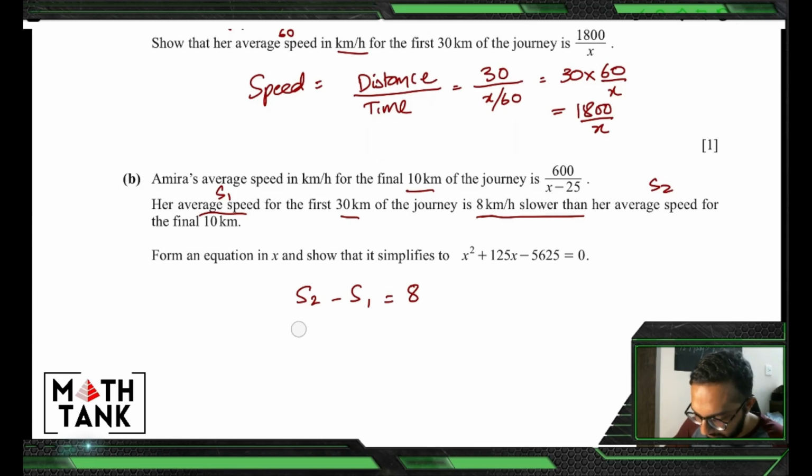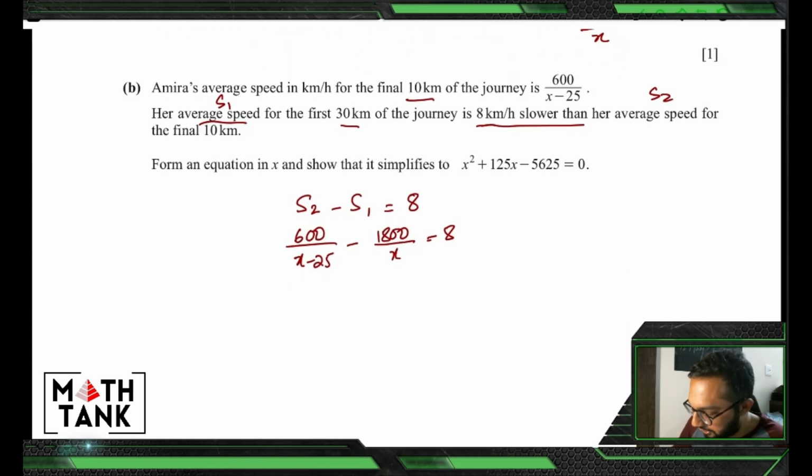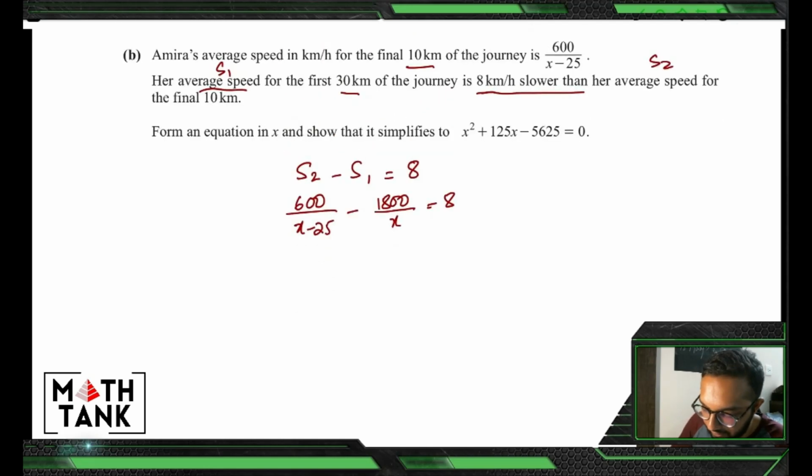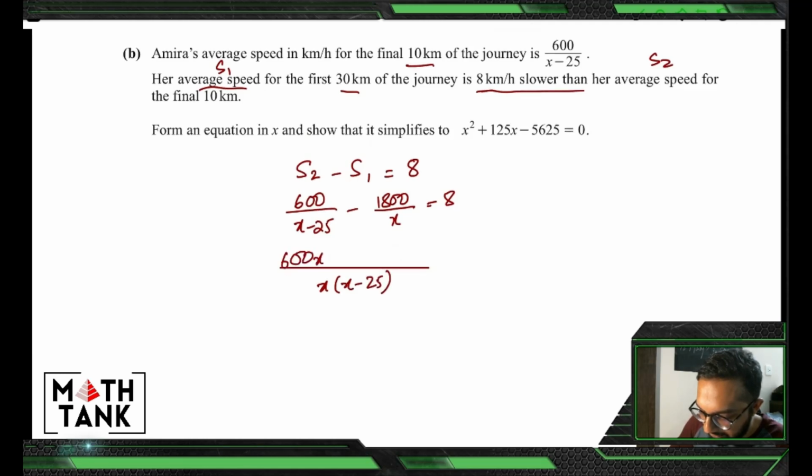What is speed 2? It's 600 over x minus 25. 600 and 1800 over x, that's what you found in part 1. So this question is just about algebra, simplifying it all out. It's a 3-mark question. You take a common denominator first, and then you start solving. So this gets multiplied with x, this gets multiplied with x minus 25, equals 8.